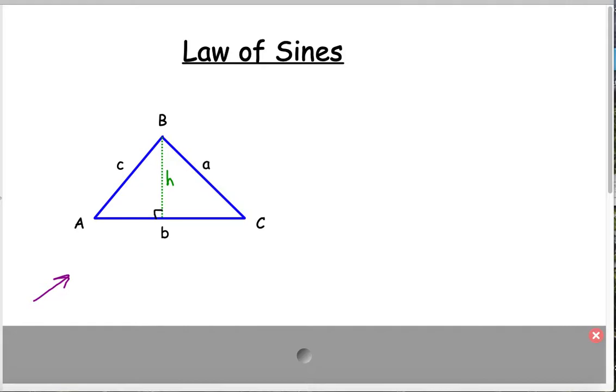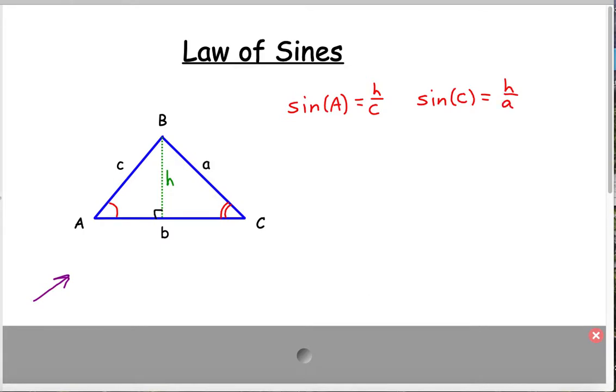So, what is the sine of angle A? Here's angle A. In that right triangle on the left, the sine of angle A is equal to opposite over hypotenuse, so h over c. In the other triangle, on the other side of it, let's find the sine of angle C. Sine of angle C is equal to the opposite, which is h again, over, this time, the hypotenuse is a.